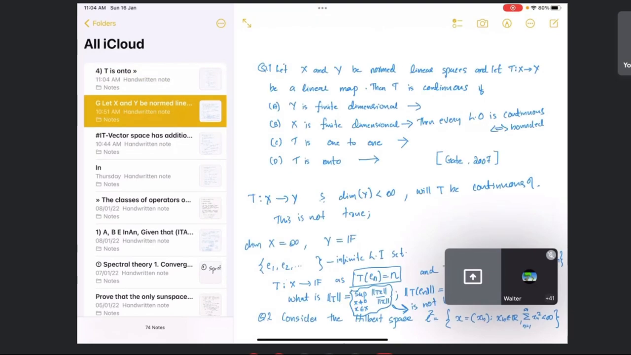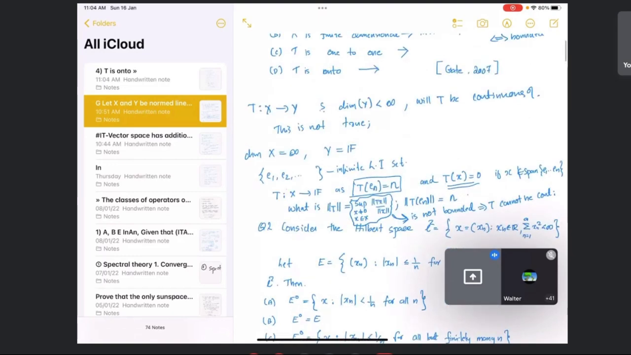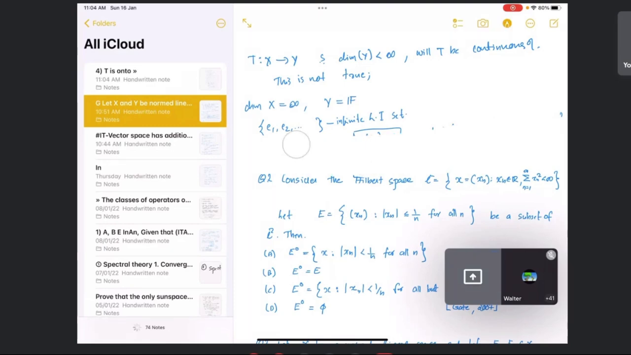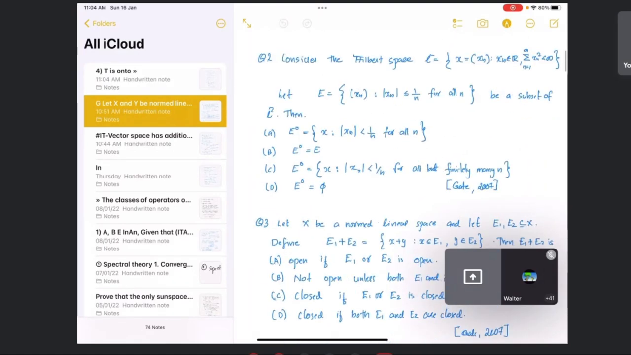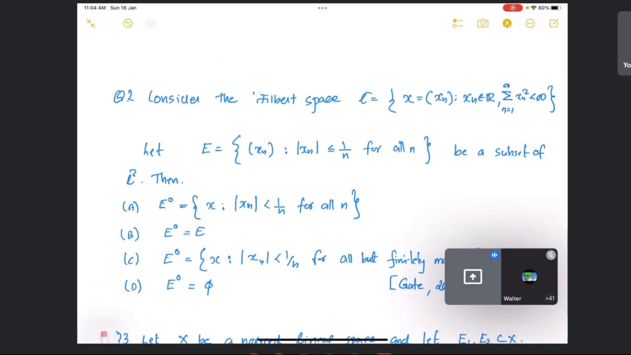That's it. Now the second question. This is an interesting question. You consider the Hilbert space. I haven't defined what a Hilbert space is, but you don't need that actually. I'll rephrase this question. In the question paper, it is given as Hilbert space, but we are not using any property of Hilbert space here. So I am rephrasing this as norm space.